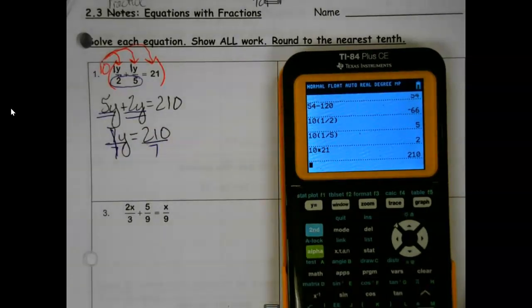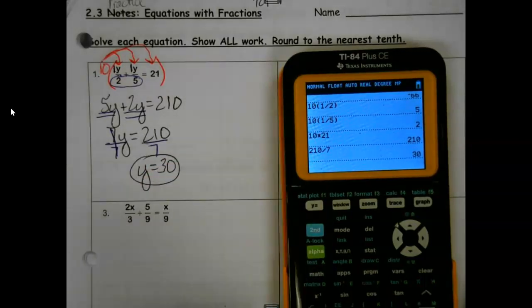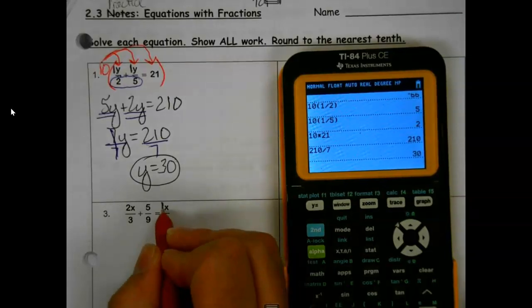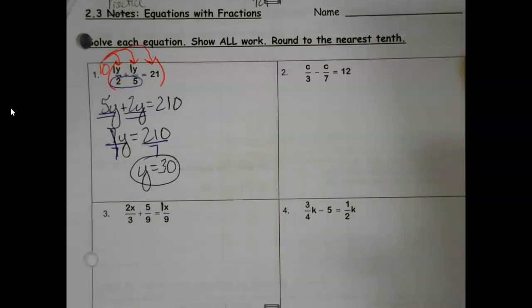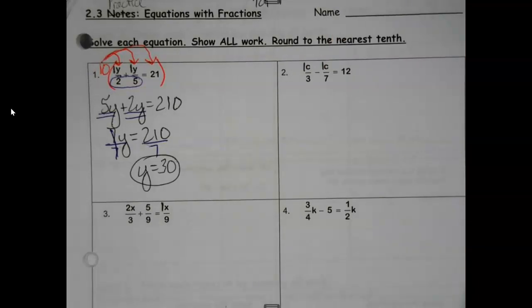Then divided out, 210 divided by 7 is 30. So I wanted us to be aware, if you don't see a number on the top of the fraction, there is a number there. It's just 1. Anytime you see it, we can do that. Okay, that's an option.